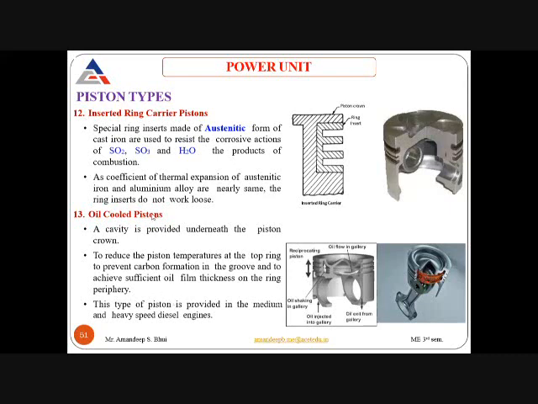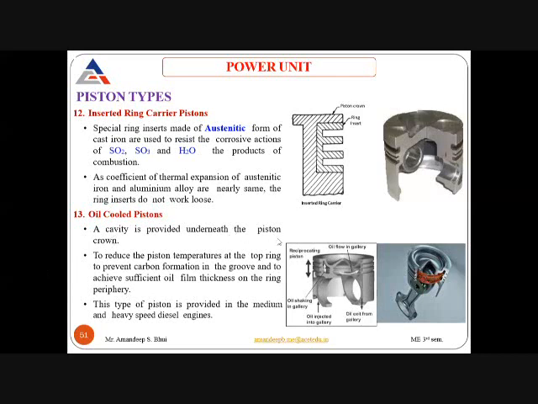Next is your oil cooled piston. Now in the oil cooled piston, you can see that an internal groove is cut during the casting of the piston. From the connecting rod and through the pin, the oil can flow, and this oil comes inside this groove of the piston, and it acts as a coolant. So this keeps the piston under working conditions and does not allow the overheating of the piston.